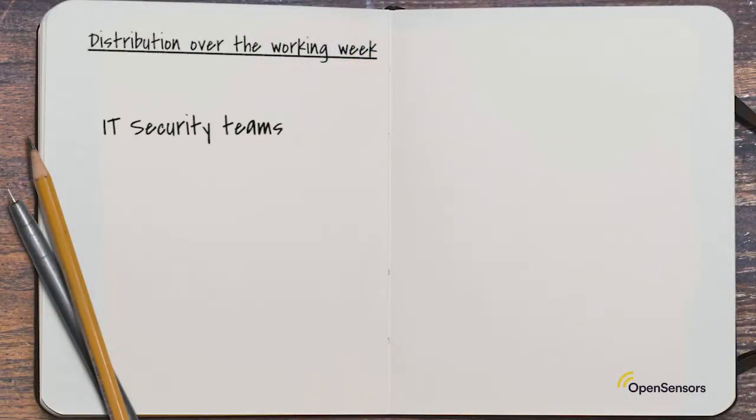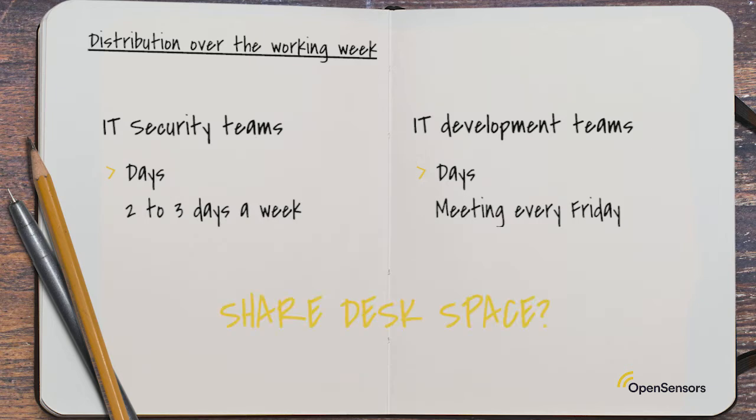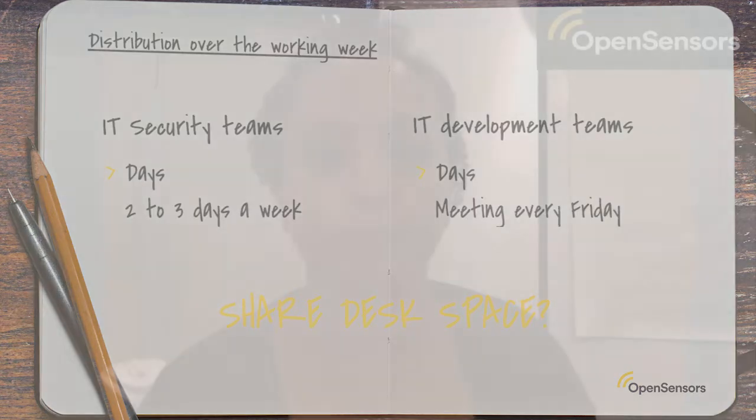What this metric does is enable you to get a very tactical guide on how to balance the need of different teams. So you could have an IT security team that comes in 2 or 3 days a week. You might have the IT development team that has an all hands meeting on a Friday. So you can answer questions such as, can these 2 teams share some flexible desks between them?